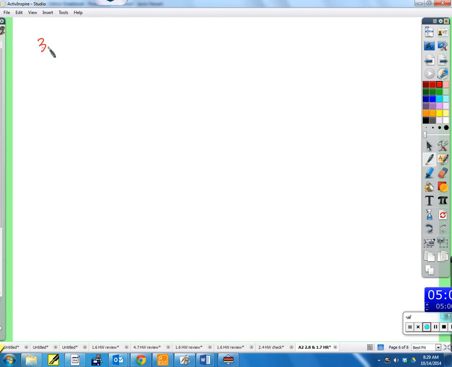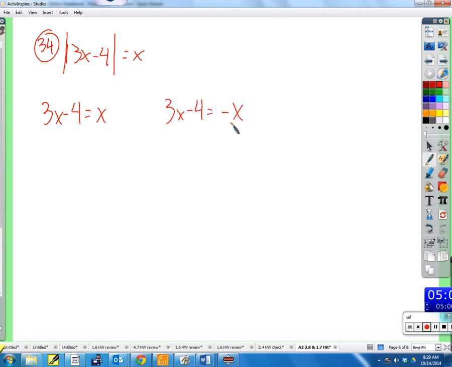Actually check our answers. So the same thing holds true. We can still take this stuff inside the absolute value and set it equal to this side. We can take this stuff and set it equal to the opposite. Because either way you take the absolute value, you get x. x is going to be some number, and 3x minus 4 can be equal to the positive of that or equal to the negative of that.